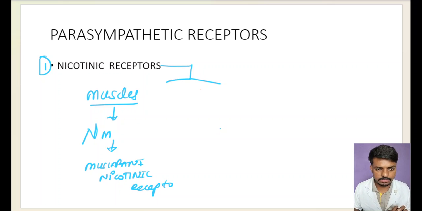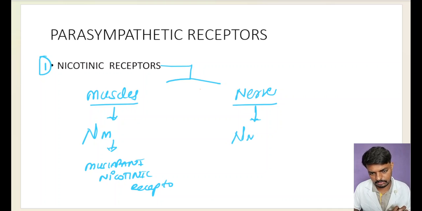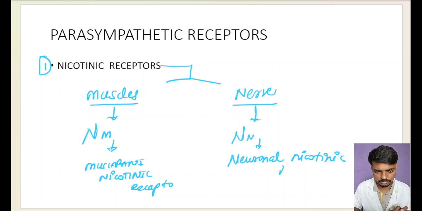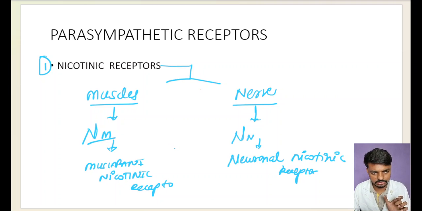If the nicotinic receptor is present on the nerve cell body, we write it like this. This is called the neuronal nicotinic receptor. Very important. So the two kinds of nicotinic receptors we have are the muscle nicotinic receptor and the neuronal nicotinic receptor. We write them as N M, capital N in big size and capital M in small size. Like this we will write. Very important point.